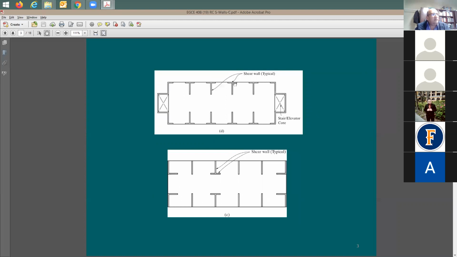In some cases also, you can put the shear walls in the perimeter this way, and then you give a chance to put some windows. Look at this, some windows here.